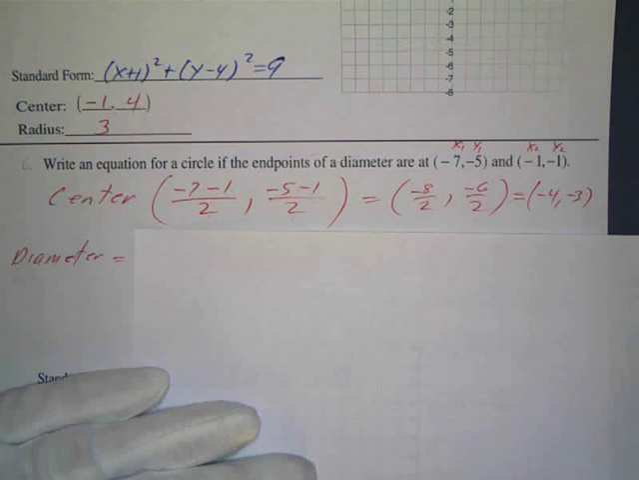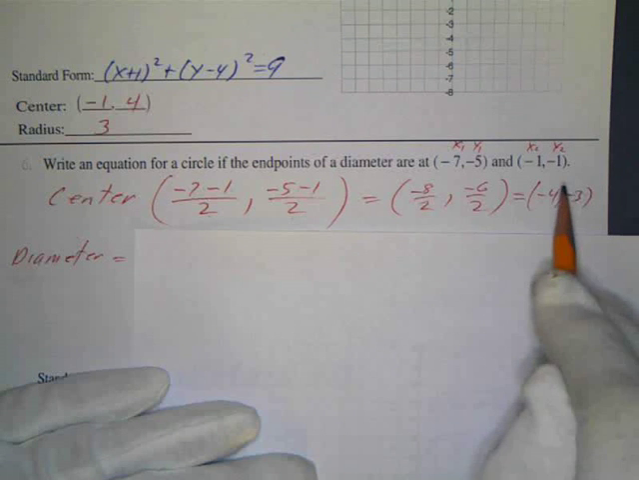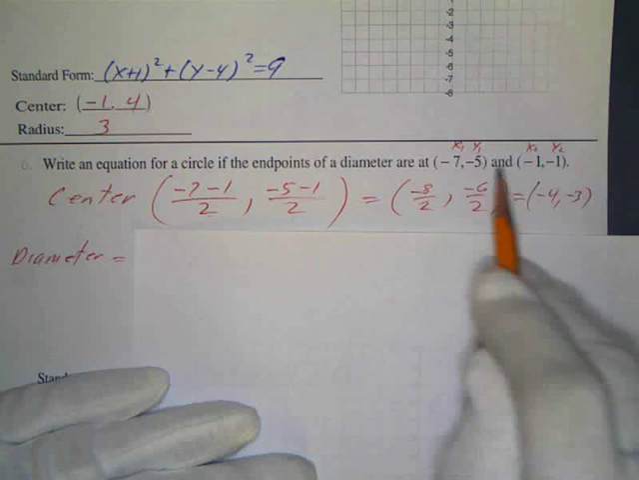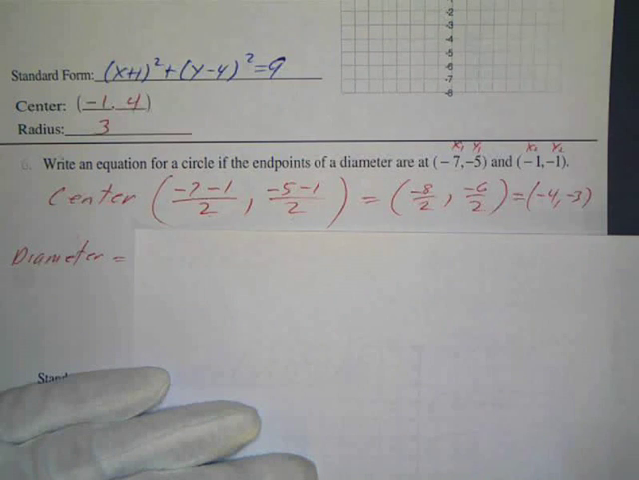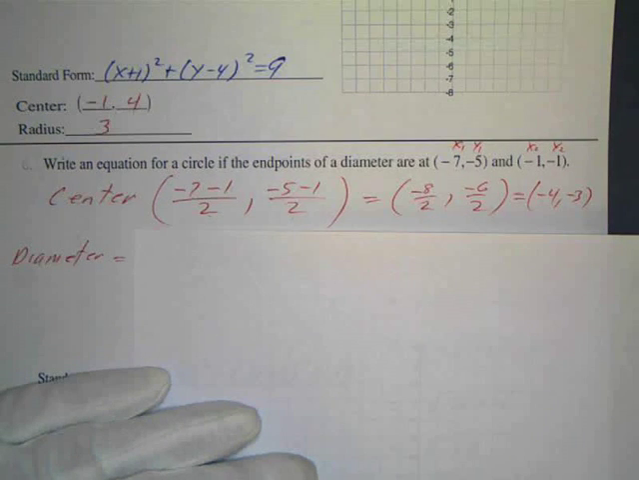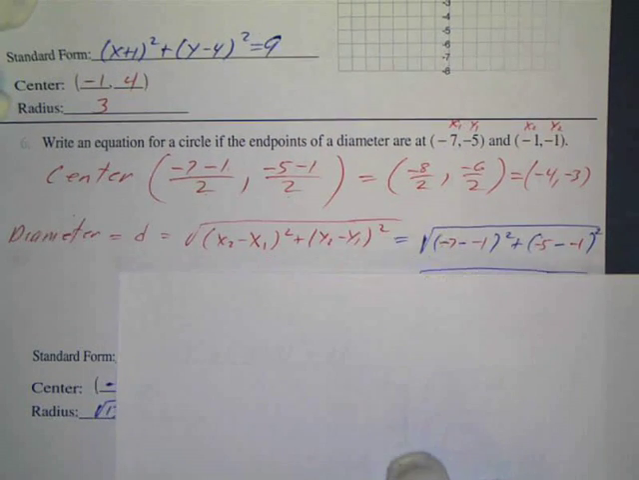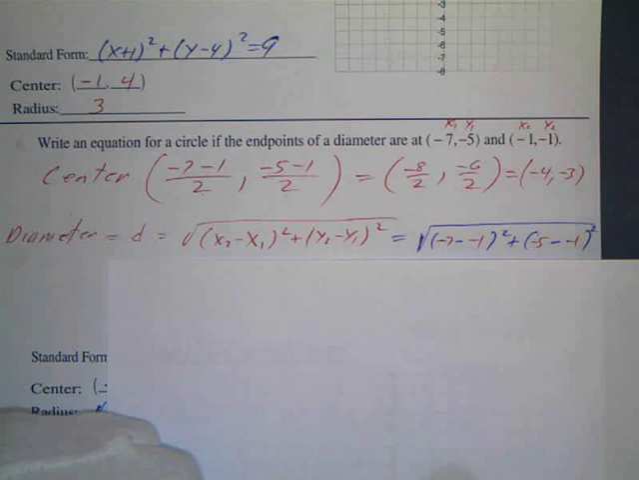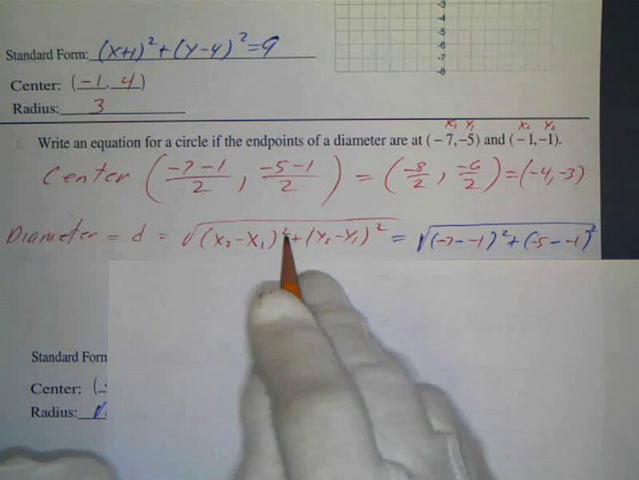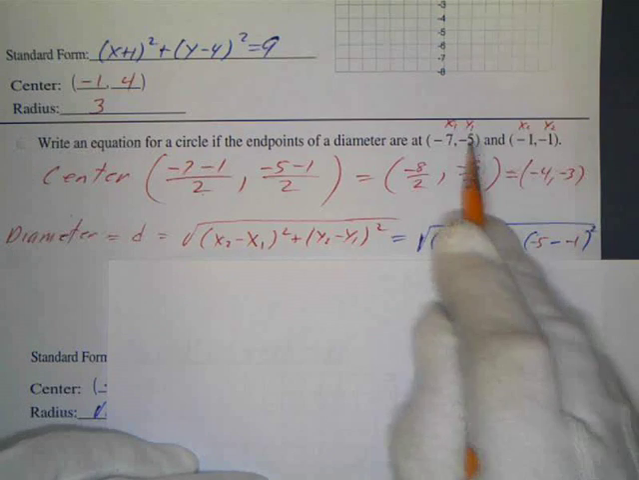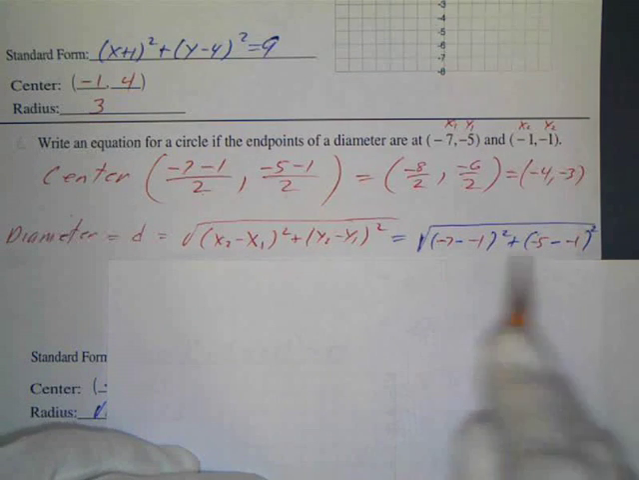There's a couple ways to find it. You could find the distance between the center and one of the endpoints of the diameter, or you could just find the length of the diameter divided by 2. So that's what I decided to do here, but you could do either way. So I'll just use the distance formula for the diameter: the square root of (x2 minus x1) squared plus (y2 minus y1) squared. I labeled my points x1, y1, x2, y2.